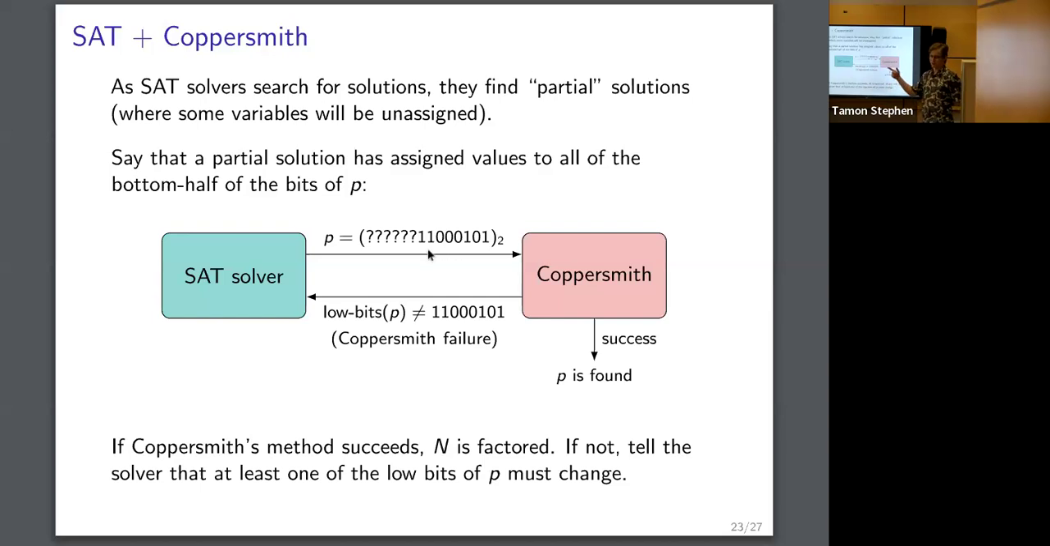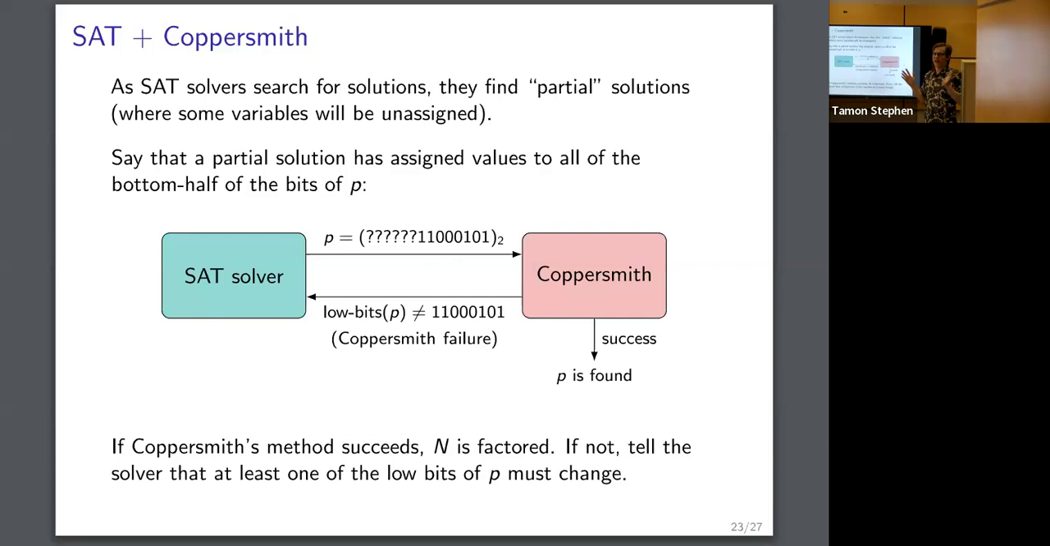So this is actually information the solver can use to speed up the search, because on its own, the solver would start trying to assign zeros and ones to the question marks. But let's say Coppersmith failed. That's a proof that there are no ways to fill in the question marks.